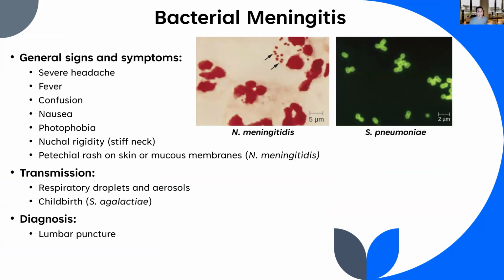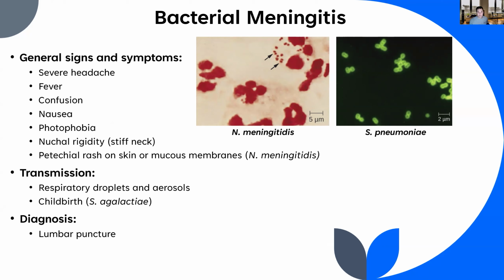So, meningitis has common signs and symptoms regardless of what the causative agent is. Severe headache is very common. High fever is also very common. Photophobia is a big one. This is usually due to the headache. But the real big one is what we call nuchal rigidity, which is a stiff neck.